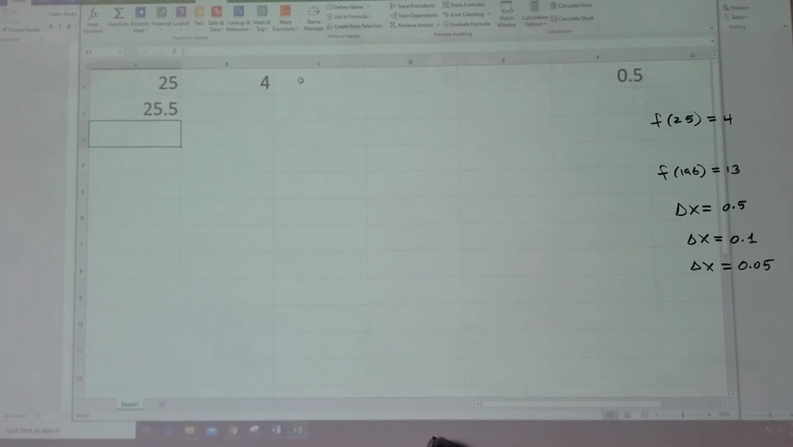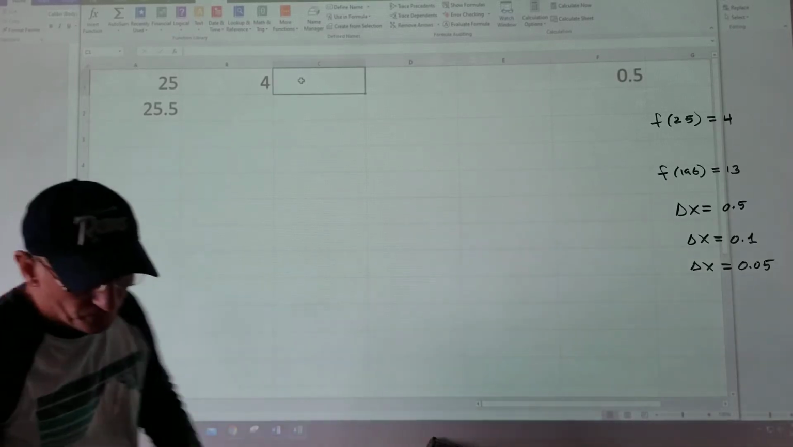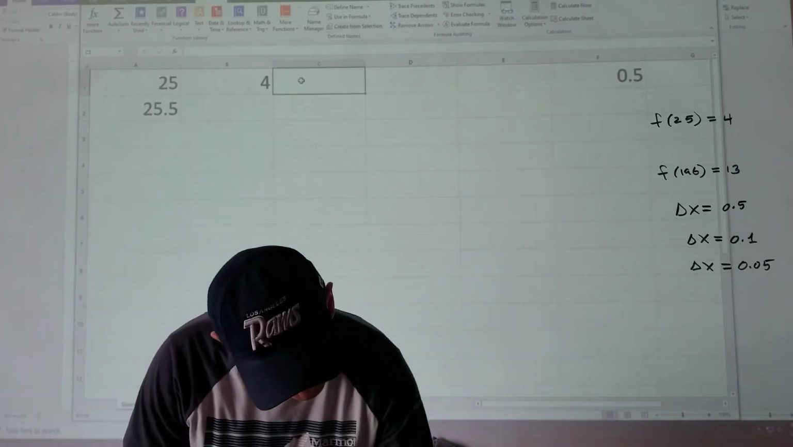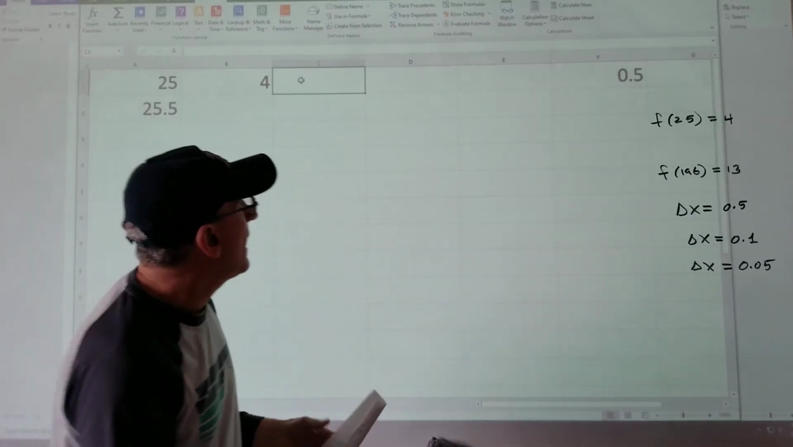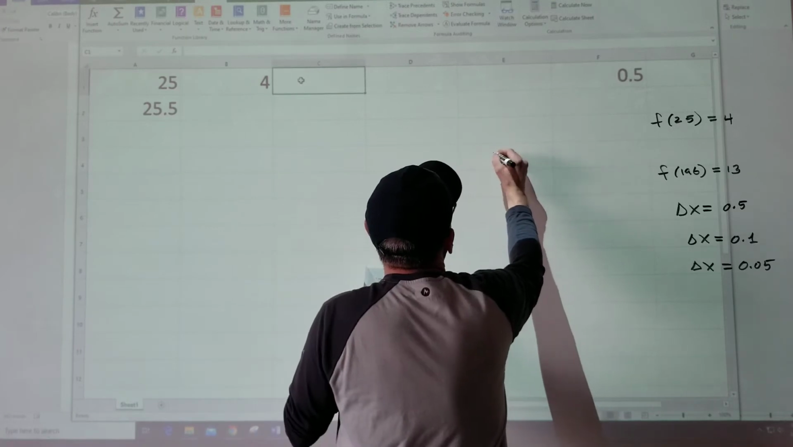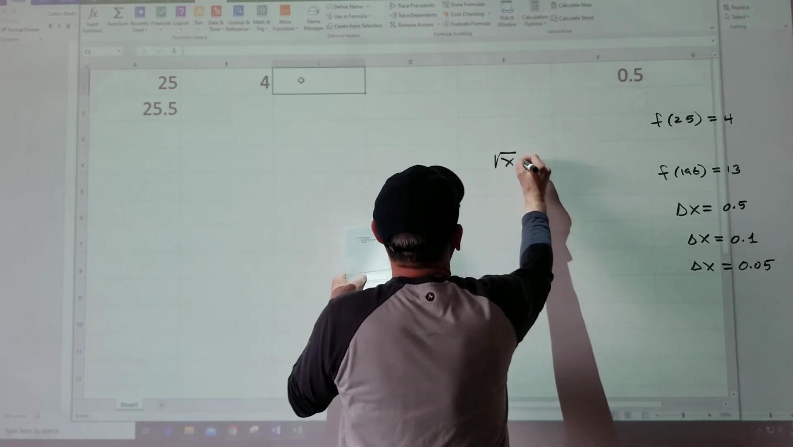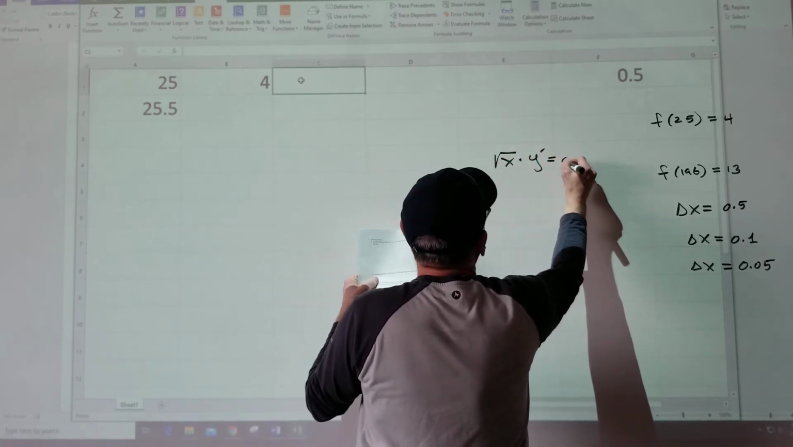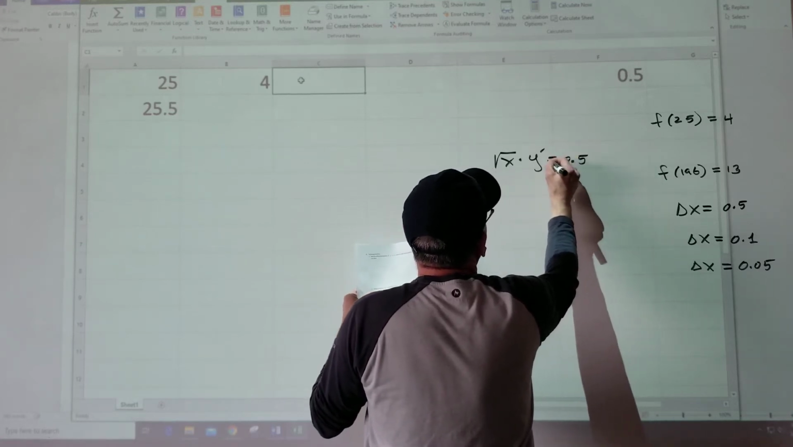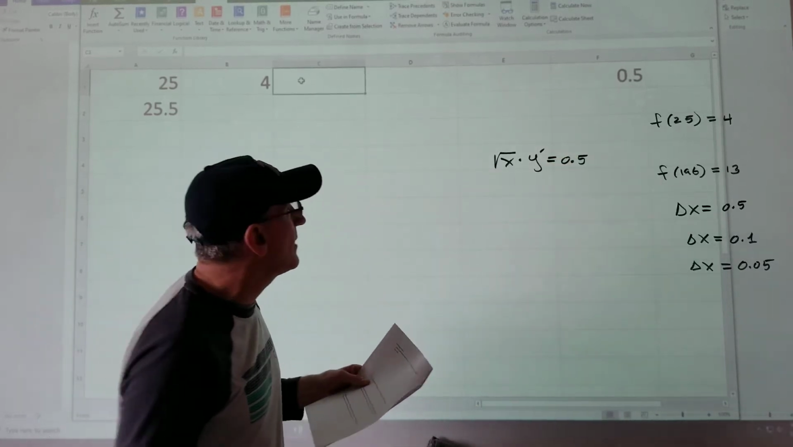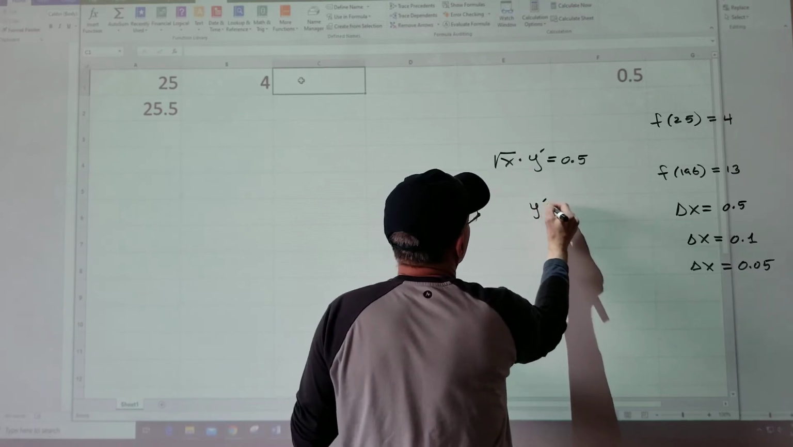On the worksheet, I always type the calculation for the new y over here. Let me come up and scribble a few things on the board. Remember that for this problem, we had a derivative that looked like this, or a differential equation. Okay, if you solve this for y prime by dividing by root x, you get this.